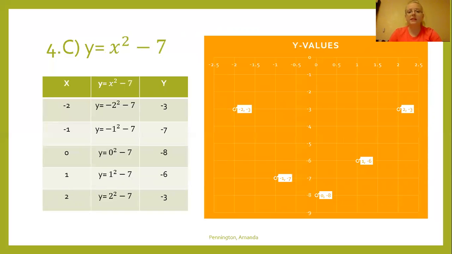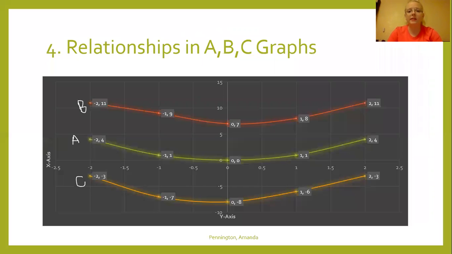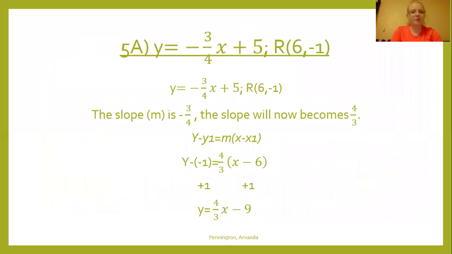0 squared minus 7 is negative 8. 1 squared minus 7 is negative 6. And 2 squared minus 7 is negative 3. And so we plotted that as well. So this is going to be what they all look like together. And we can see how that connection is made through those all. And they're all labeled, so 4A, 4B, and 4C. And so let's go on to number 5.